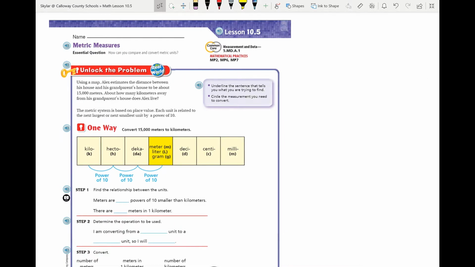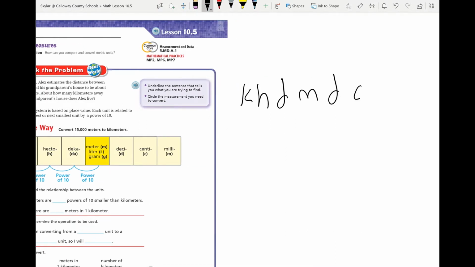So we are going to learn it with one simple sentence. King Henry demands more dark chocolate milk. So kilo, hecto, deca, meter, or this can also be liter or gram. This is just your measure, deci, centi, and milli. So King Henry demanded more dark chocolate milk. Whenever you work out a problem, you can just write that down. Every single problem, and it will help you out, and it'll make things so much easier.